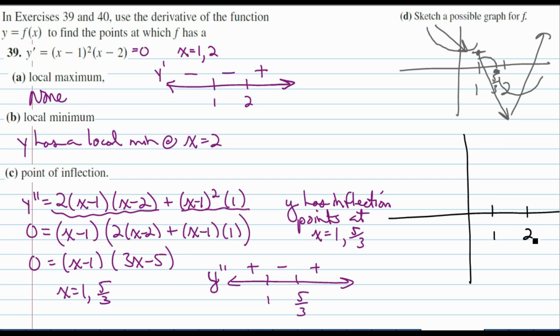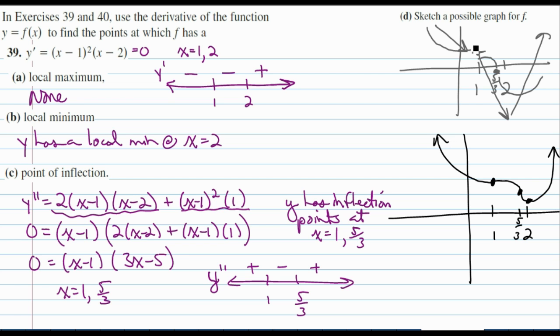Here's 1, here's 2, here's 5/3. Alright, so negative infinity to 1, very boring, decreasing, concave up. I got a flat spot here at 1. And then from 1 to 5/3, concave down, decreasing. Inflection point at 5/3, and then, let's see, between 5/3 and 2, concave up, decreasing. And then from 2 to infinity, concave up, increasing.